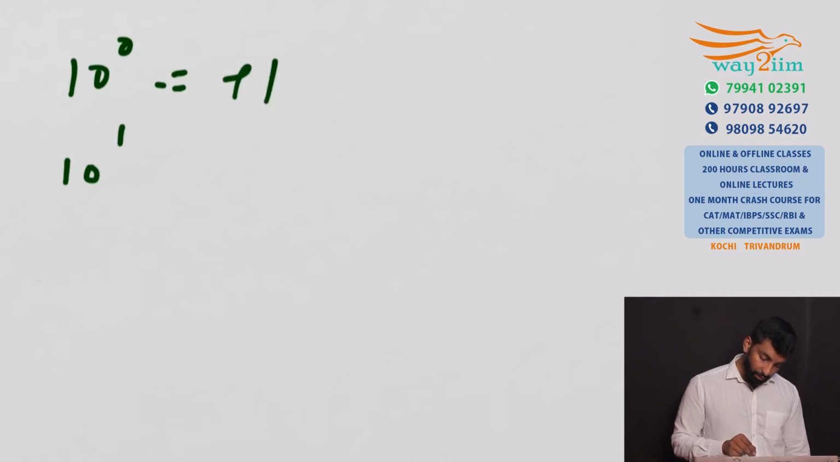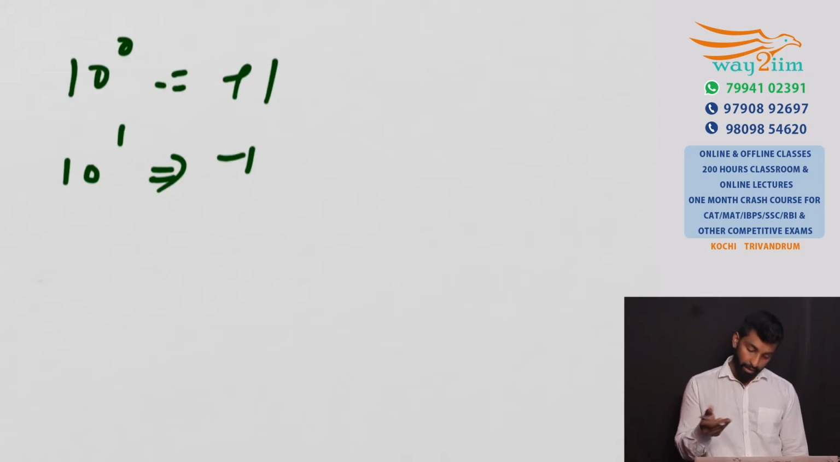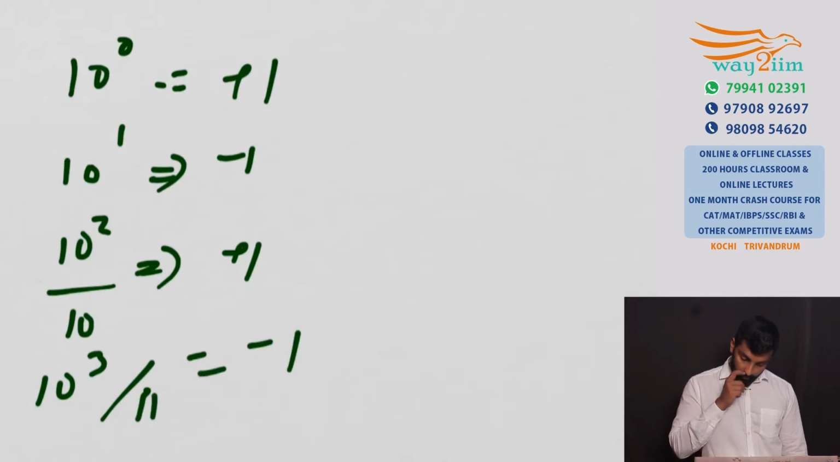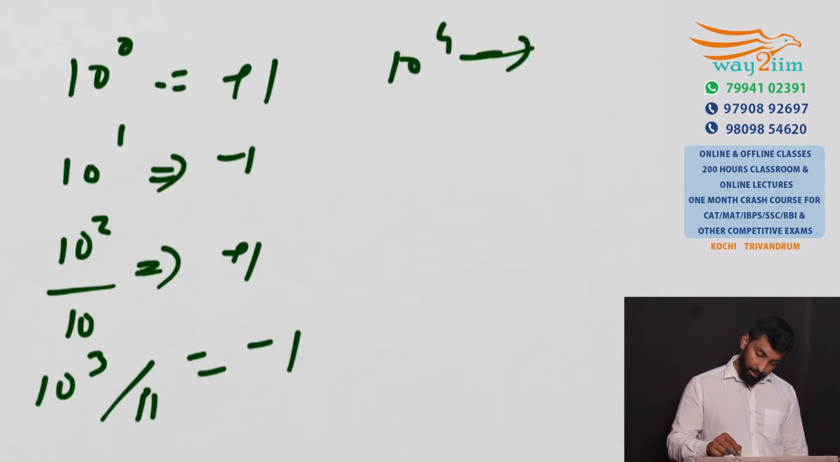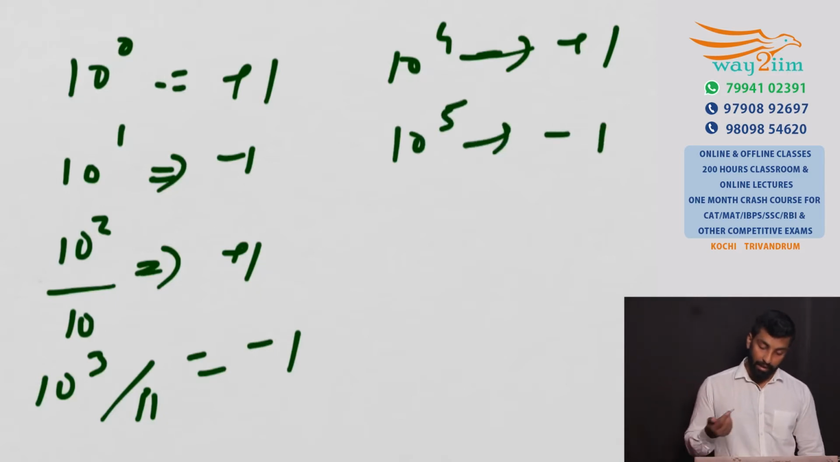Okay, why is it like this? You already know 10 raised to 0, you will get a remainder 1. 10 raised to 1, that is 10 by 11, you will get remainder minus 1, right? Because actually your remainder is 10, but you write it as minus 1. 10 squared by 11, you will get it as 1. 10 cubed by 11, you will get it as minus 1. 10 raised to 4, you will get it as plus 1. 10 raised to 5, you will get it as minus 1. Okay, so alternately it will be like this, right?